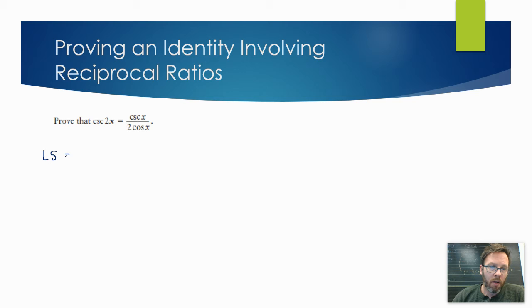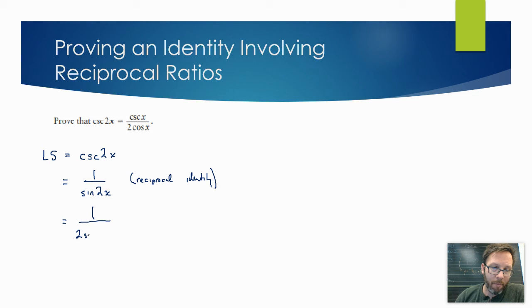What's the left-hand side? How can we manipulate that? Well, one strategy you guys would have learned in your grade 11 course is if you're proving an identity and you see these reciprocal ratios, one common theme is just to rewrite that using the definition of that reciprocal ratio. And cosecant is the reciprocal of sine. And that's just using a reciprocal identity. All right, and now we can make use of this double angle formula for sine. We know that sine of 2x is equal to 2 times sine x times cosine x. That's one of our double angle formulas.